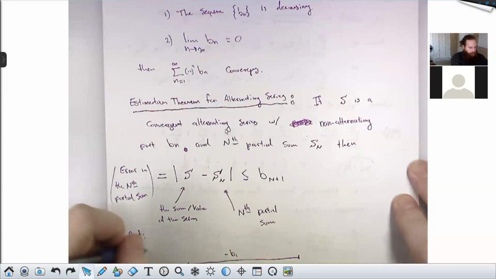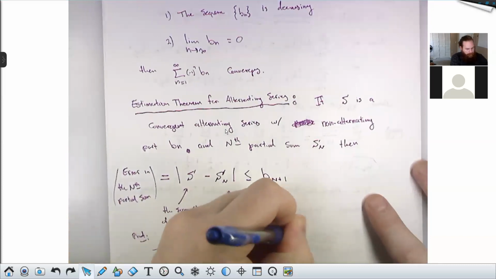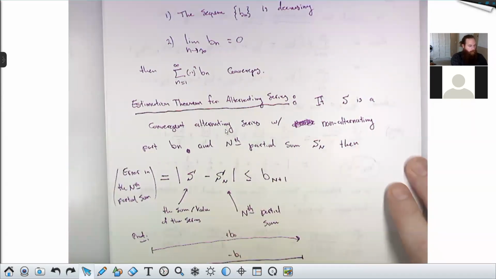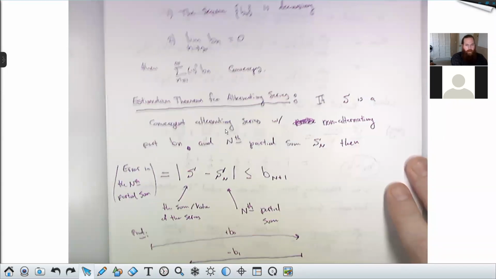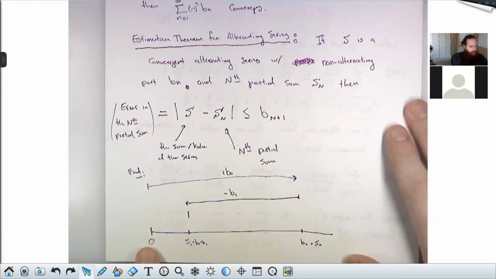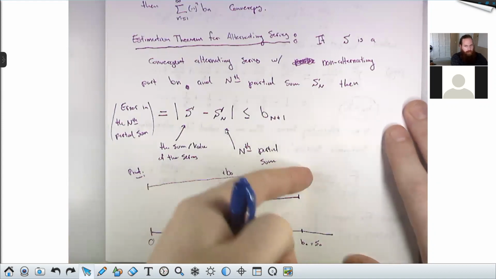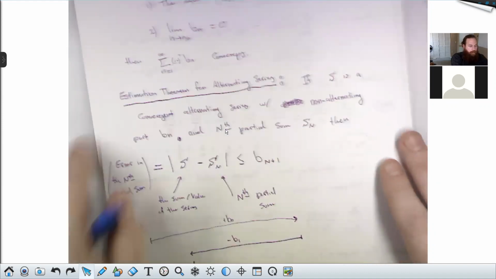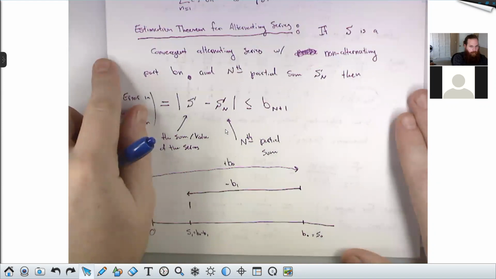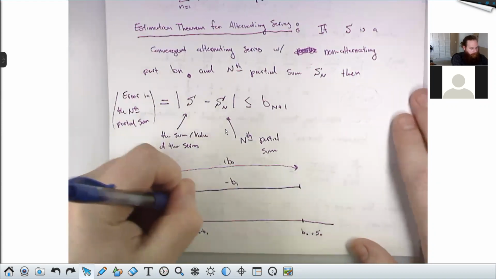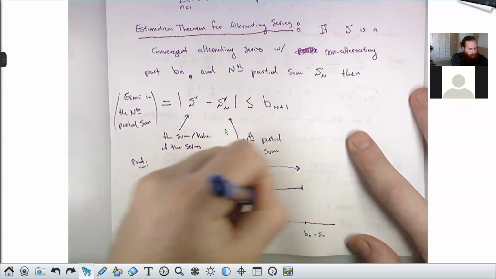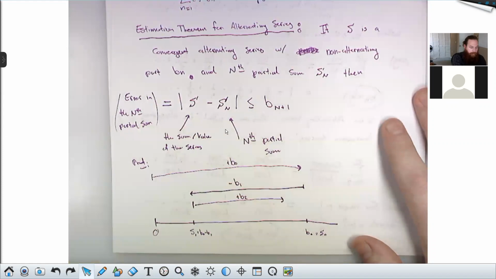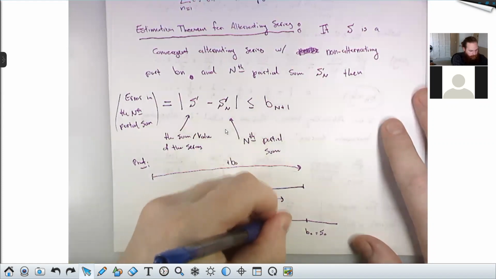So first we go from 0 all the way out to B0. We add B0. Then B1 takes me back the other direction, but not as far. So I start here at 0. B0 takes me to the right. B1 takes me back to the left, but not as far as B0 because Bn is decreasing. Then B2 is going to take me back to the right, but not as far as B1, because the Bn's are decreasing. So here's S2.